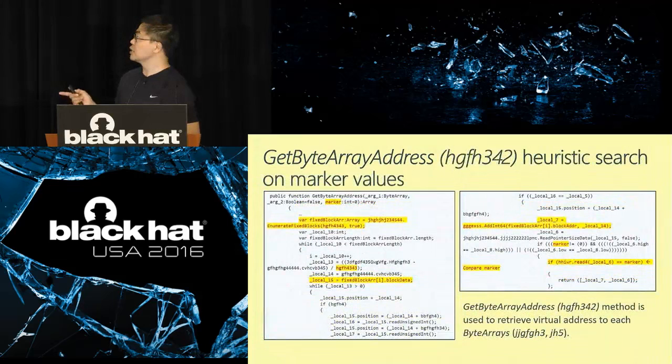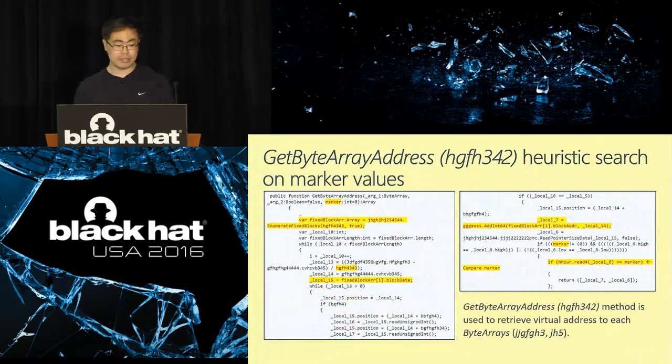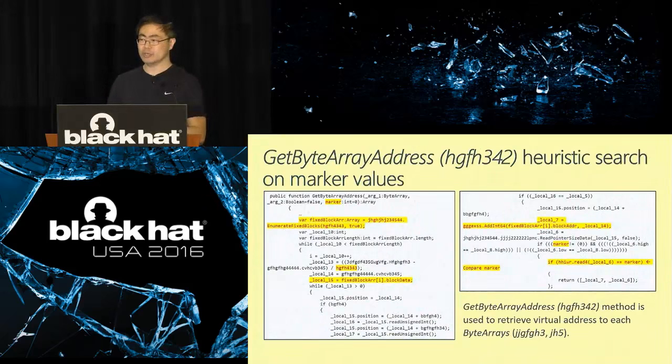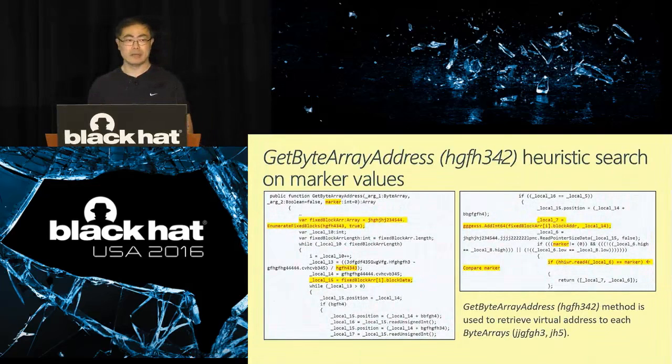And from here, the get byte array address function uses some search marker to find the exact byte array object. So when you create a new byte array, you put some random bytes there, and you go through each byte array object and look for those markers. If those markers are present in the actual virtual address space, then you know that this byte array object is what you are looking for.